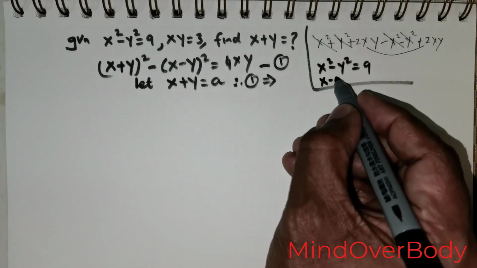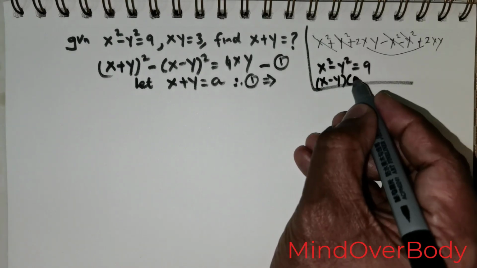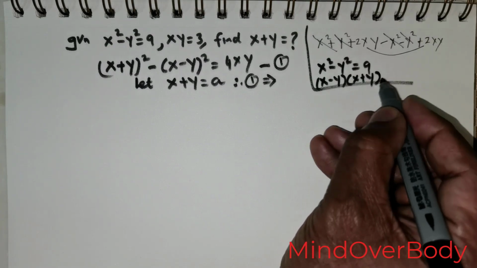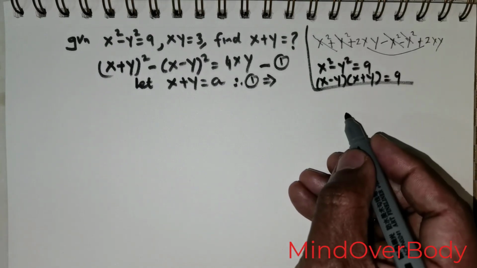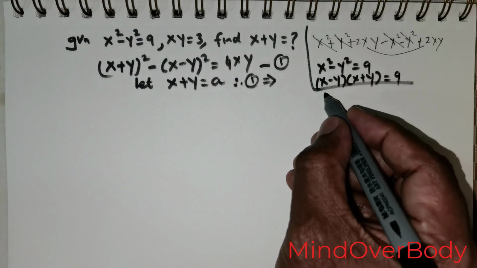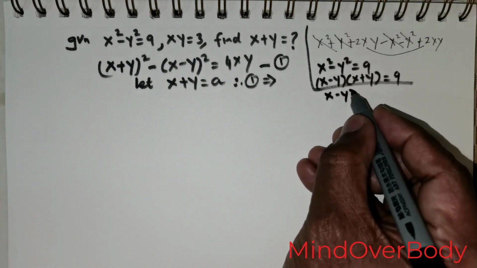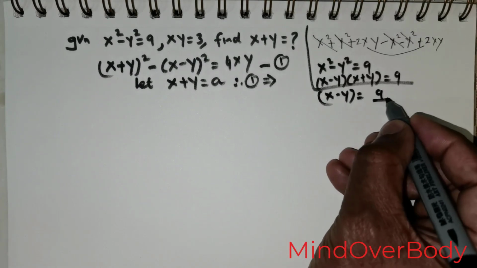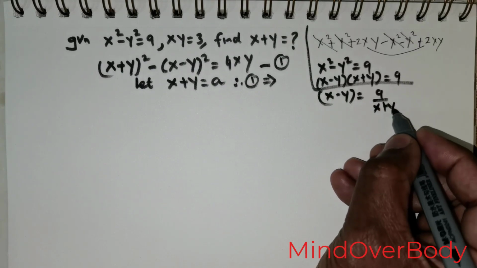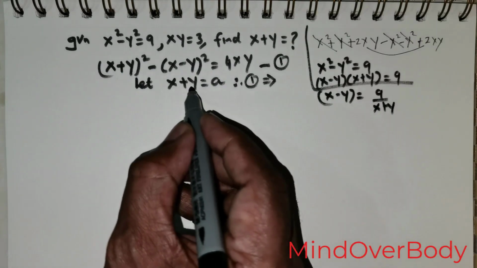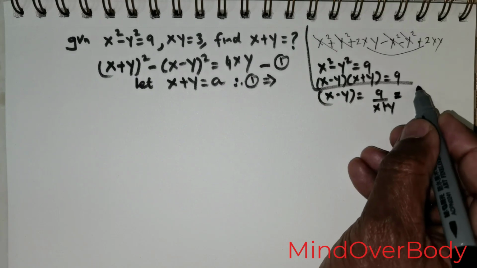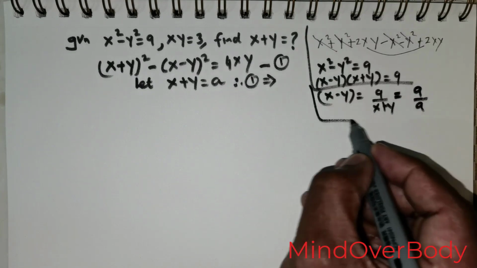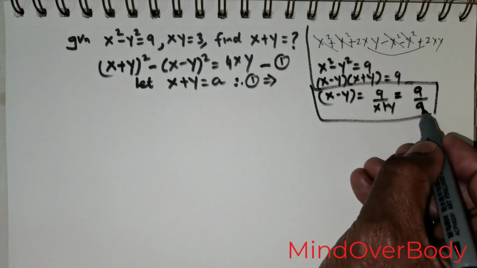Now I can rewrite this as (x − y) multiplied with (x + y), which is equal to 9. From here I can rewrite x − y as 9 over (x + y). So if I take x + y equal to a, this is going to be 9 over a. So that is fair enough.